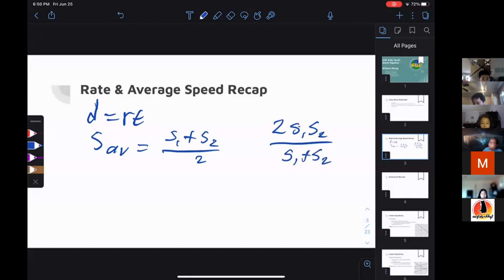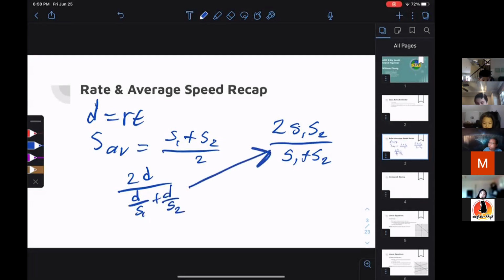Just to go over that again. You can derive this formula by saying the total distance is 2d divided by the times, which is d over s1 plus d over s2. This fraction is a bit complex, but once you simplify it, you should get this.